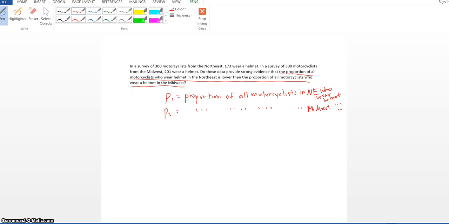So then my alternative hypothesis is that the proportion of all motorcyclists in the Northeast, P1, is less than P2. And my null hypothesis is that those two proportions are equal. Okay, I'm going to test this at the alpha is 0.05, 5% significance level.